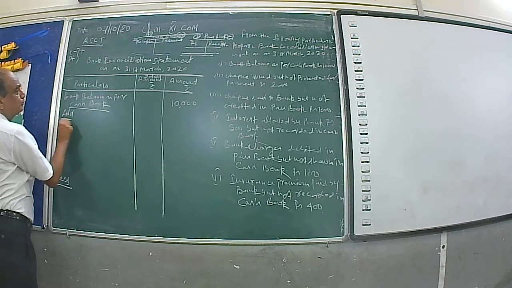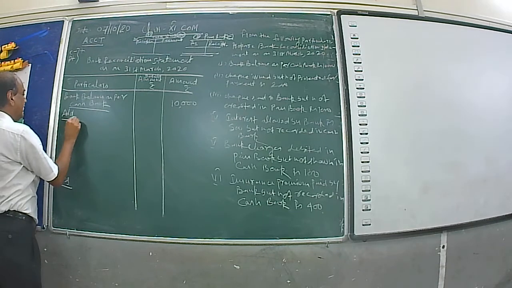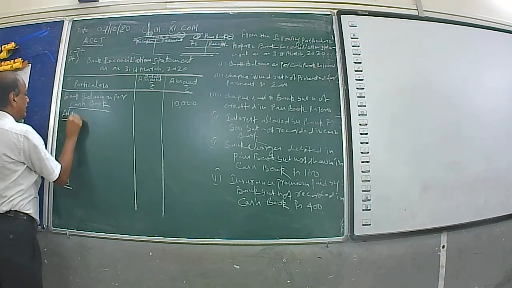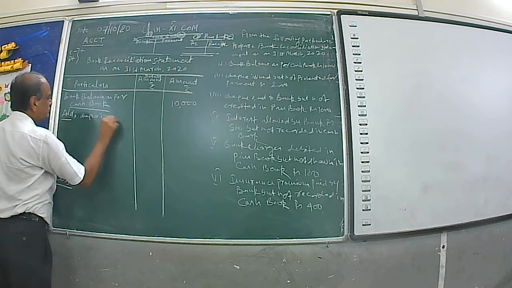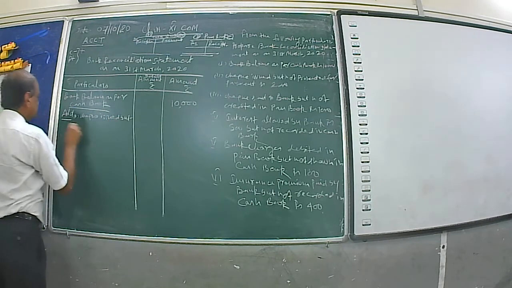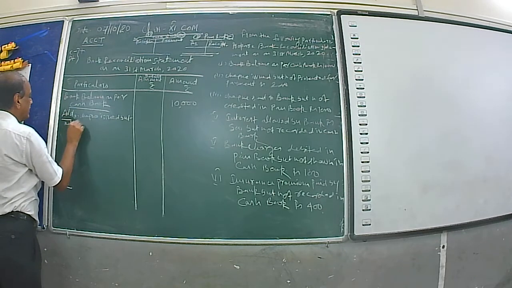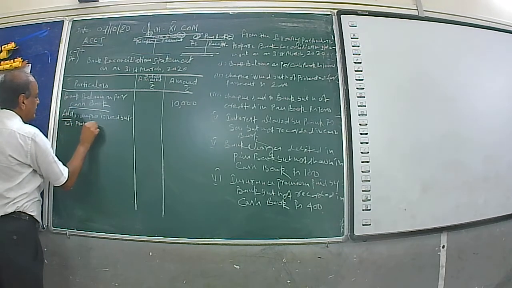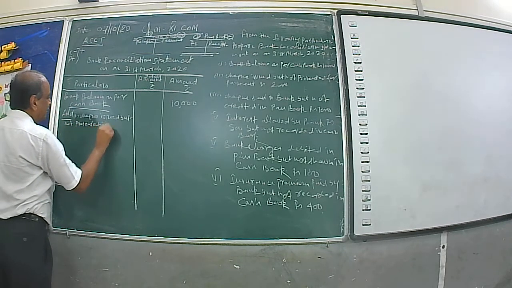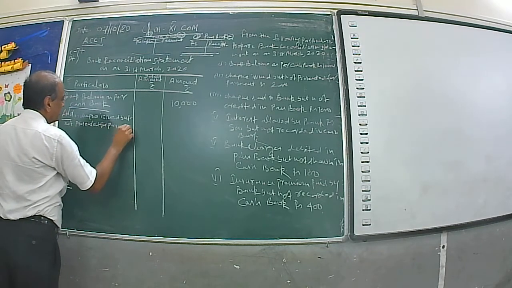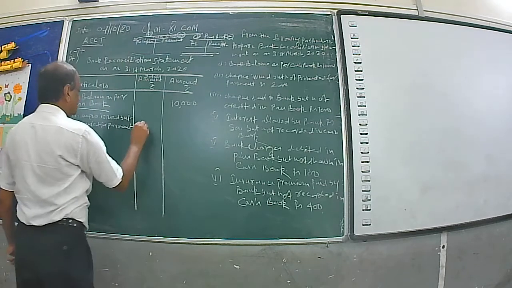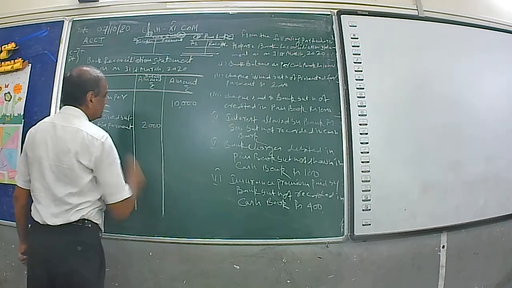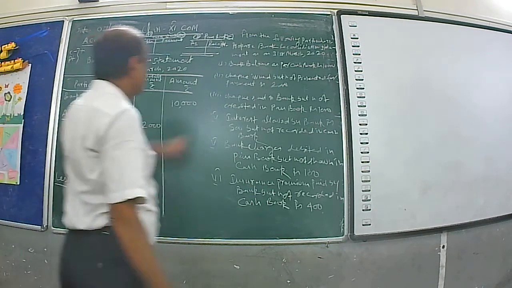Then the number 2 will be added and write down narration: check issued but not presented for payment. In details column, the amount is 2000. Now see the next.